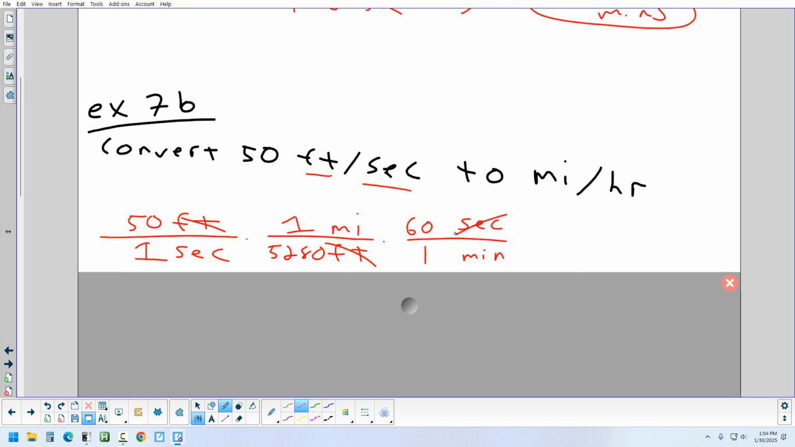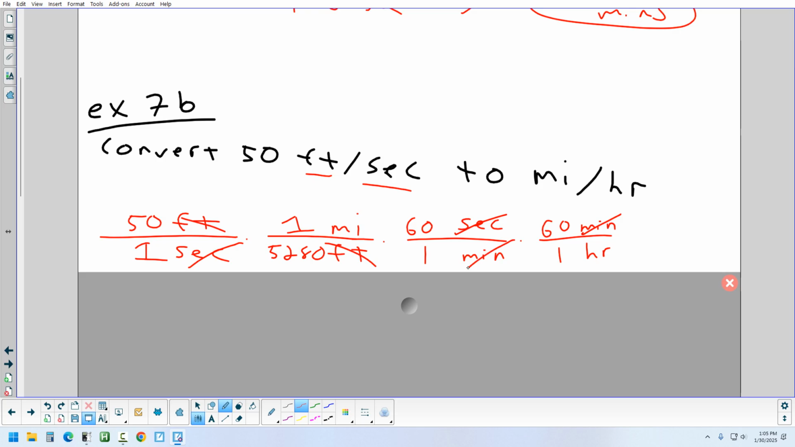And now, if you stopped there, you would have a speed in what unit? Miles per minute, yeah. They want miles per hour. Okay. So we need one more. Minute would go on the top, hour on the bottom, 60 minutes for 1 hour. And the conversion is 60 to 1. 60 minutes in 1 hour.